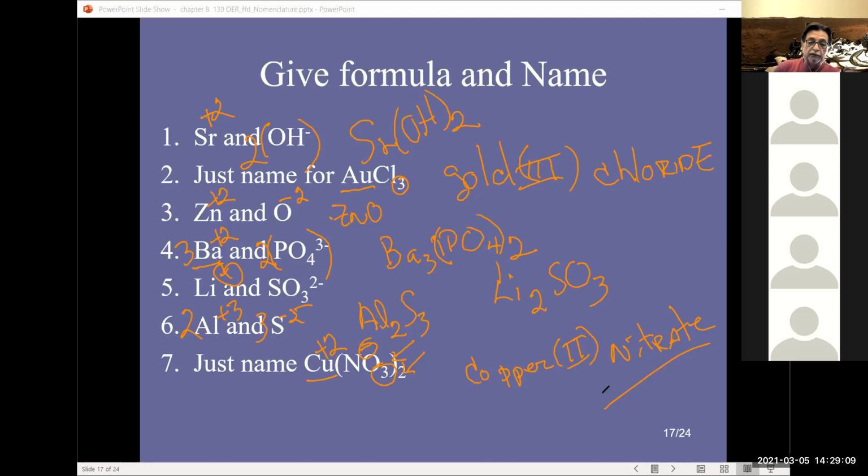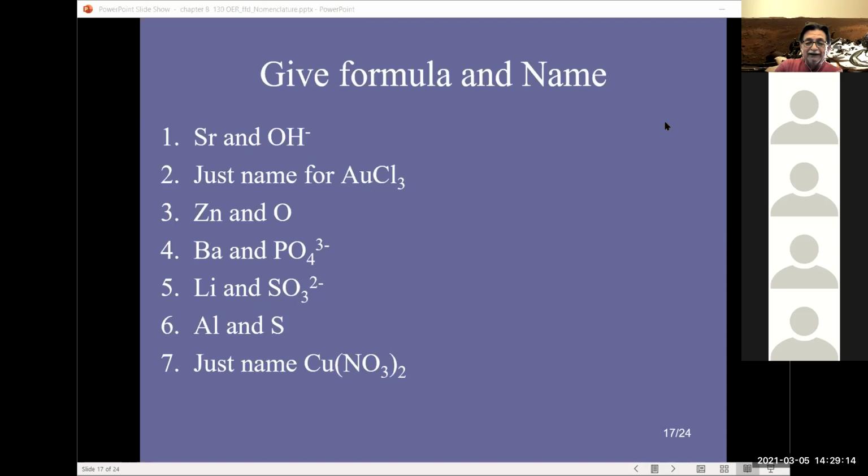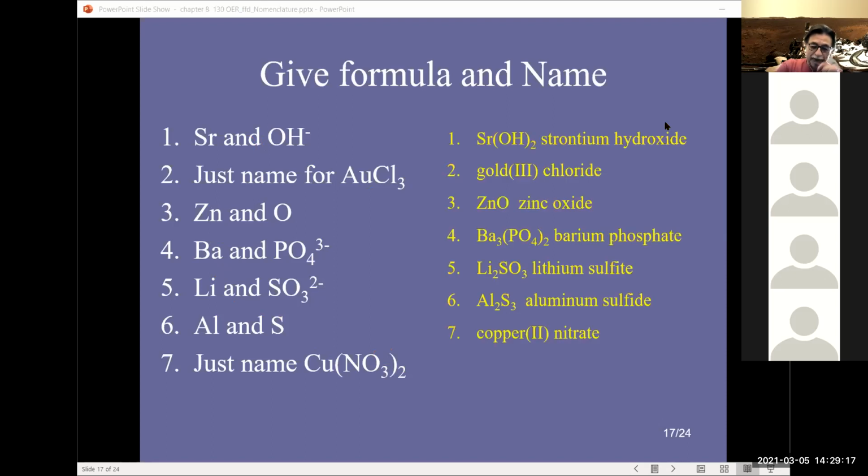Okay. Pretty messy up there. Here, let me clear it up and give you the non-messy part. There you go. But it kind of gives you an idea how we work through the problem so we could figure out what we need to write down. So there we go, strontium hydroxide, gold 3 chloride, zinc oxide, barium phosphate, lithium sulfite, aluminum sulfide, okay, and copper 2 nitrate. Any questions so far?